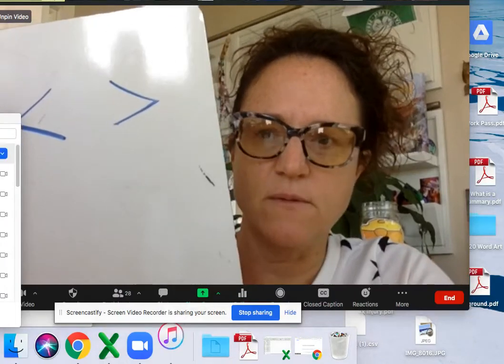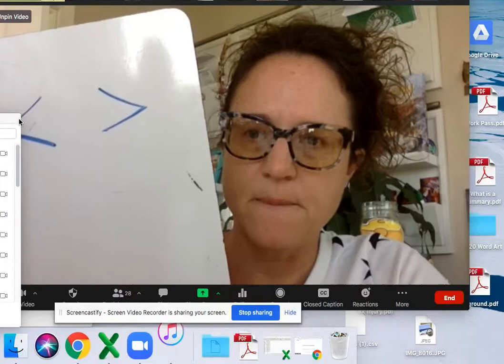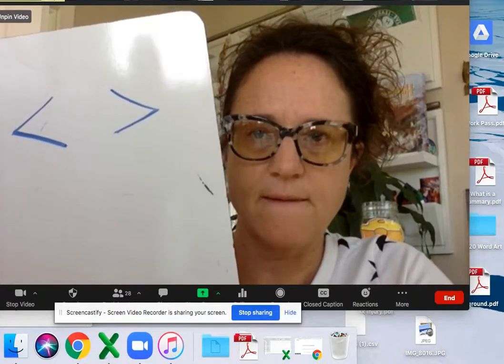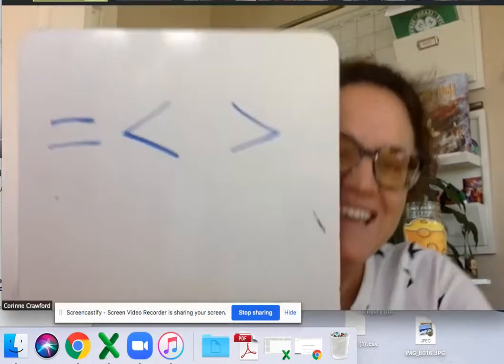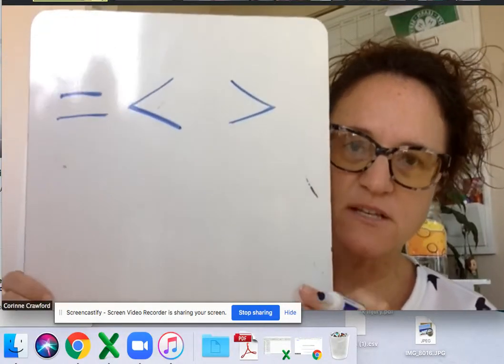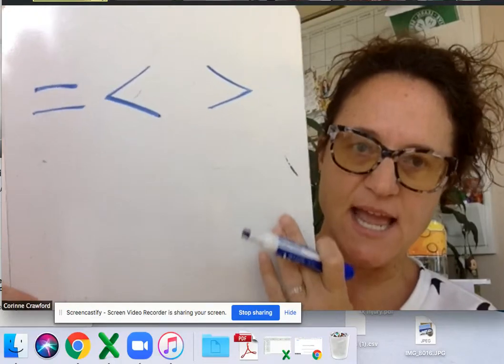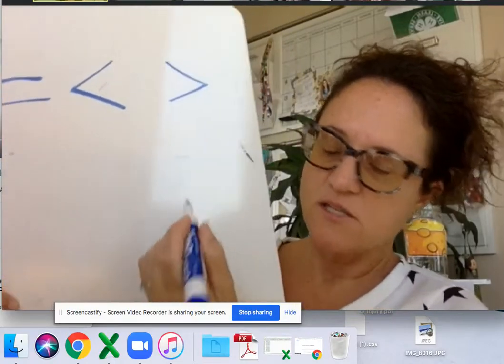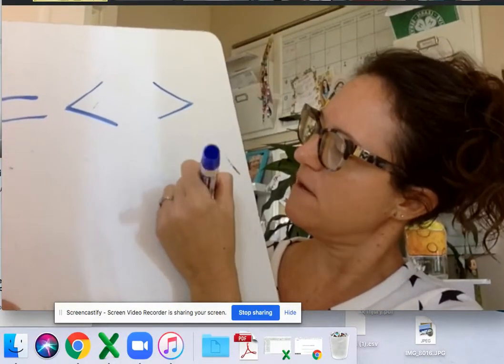What would we be doing if we were using these symbols? Clara? To compare numbers. Yeah, we're going to use these symbols to compare numbers. So we're going to practice today, and I'm going to give you a couple of tips. So on my whiteboard, I'm going to compare these two numbers.